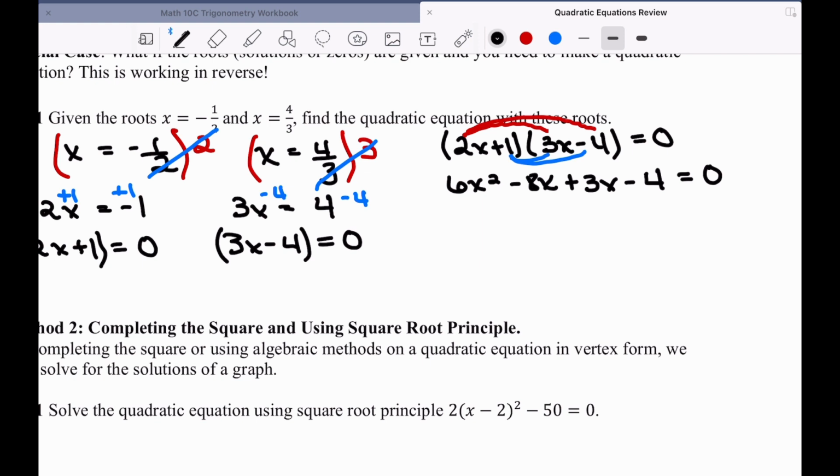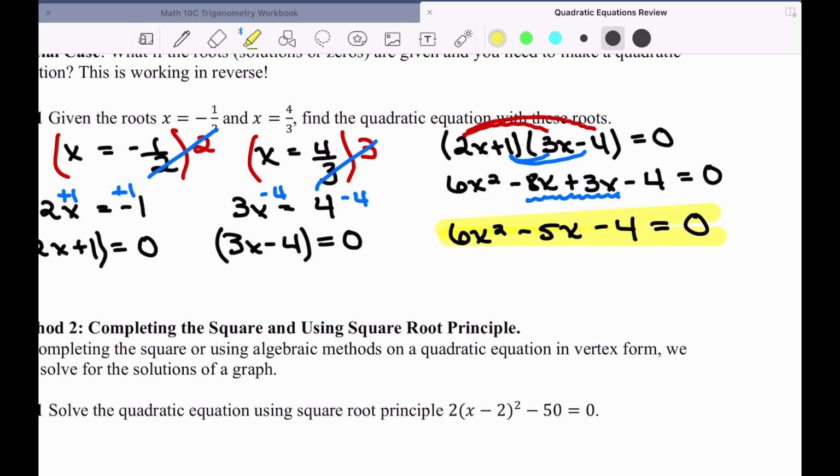My last step is just to combine the common terms. We have two common x terms. So I'm going to rewrite this as 6x squared, negative 8x plus 3x, that's negative 5x, minus 4 is equal to 0. And therefore we've undone the steps from factoring it to getting the zeros. Now we've taken the zeros and put them into a quadratic equation in standard form.